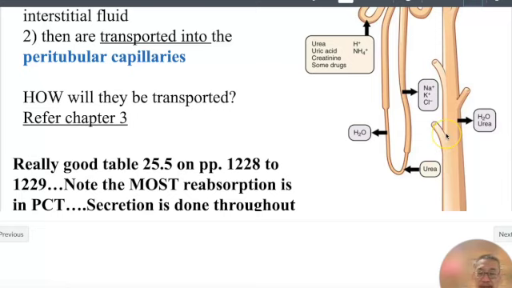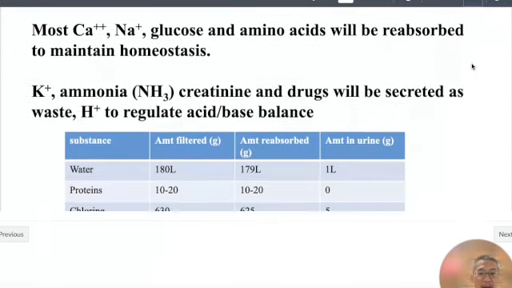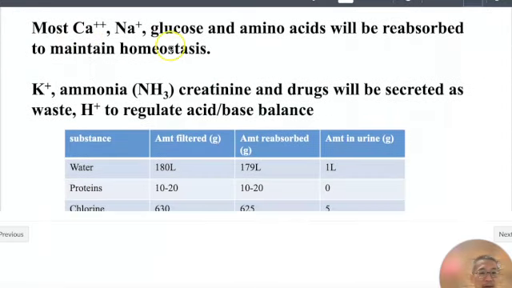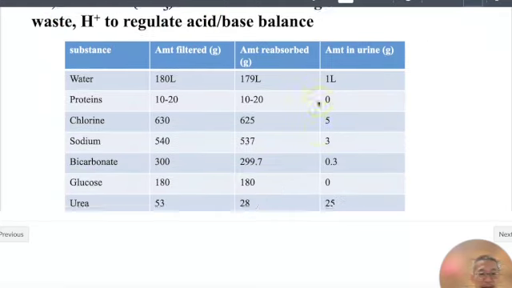and ADH. ADH is the antidiuretic hormone, and it will absorb more water, and the parathyroid hormone will absorb more calcium. Most calcium, sodium, glucose and amino acids will be absorbed to maintain homeostasis. Potassium, ammonia, creatinine, and drugs will be secreted as waste.